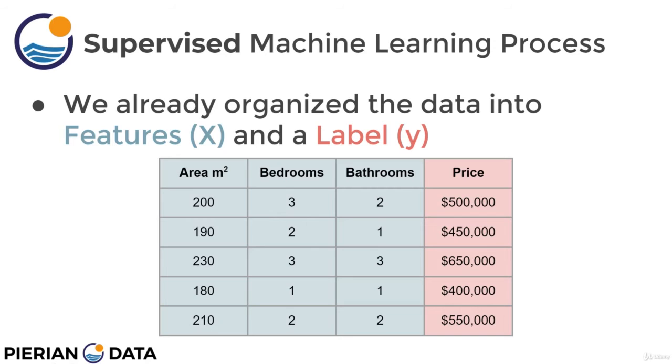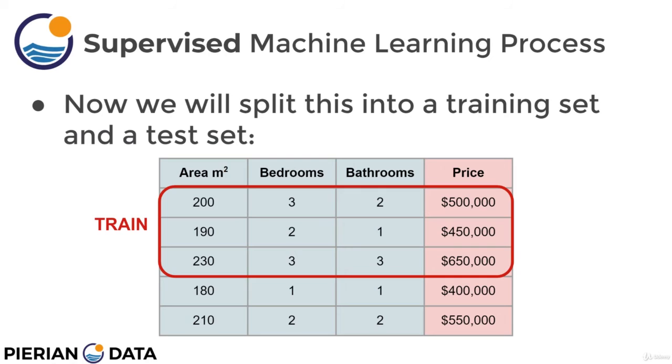So let's think about how we're actually performing this train test split. So we already organized the data into features that we're calling X and the label that we're calling Y. And what we're going to do is split this into a training set and a test set. This way we can feed the training set to our human realtor or our algorithm, have them learn off the training set, and then evaluate them off data they haven't seen before, which will be the test set.